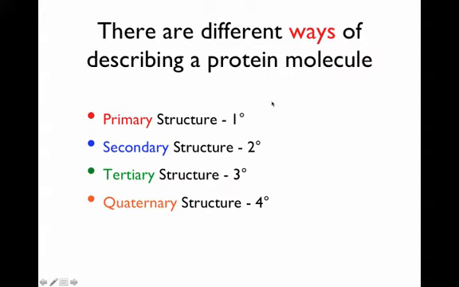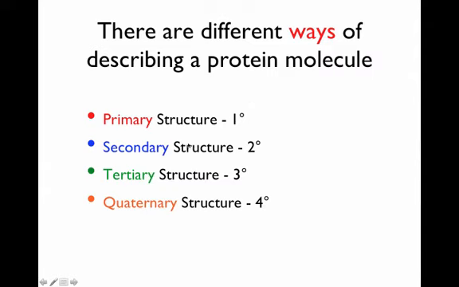Imagine that I had a protein molecule that I was interested in and I wanted to describe it to you. There are 4 main ways that chemists and biologists usually talk about. They are called primary, secondary, tertiary, and quaternary structure. And they are abbreviated, 1 with a little degree symbol, that means primary structure, 2 with a degree symbol, 3 with a degree, or 4 with a degree. I want you to become accustomed to the abbreviation.